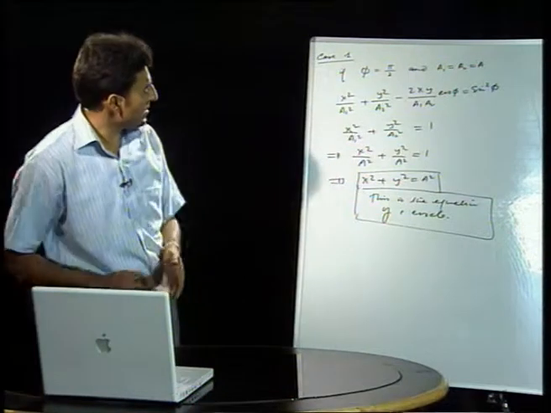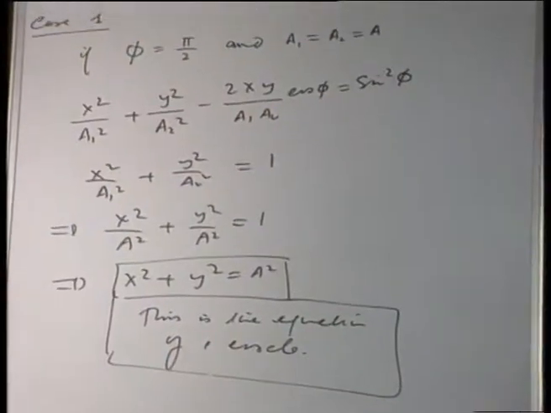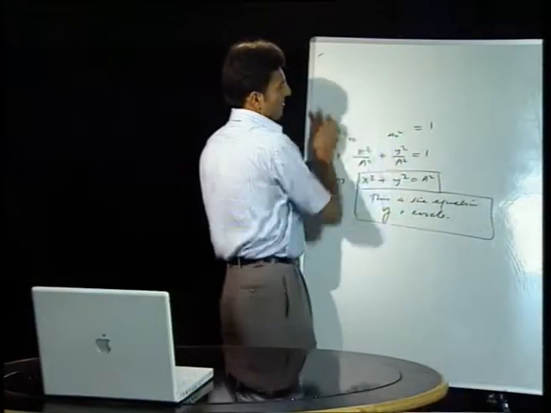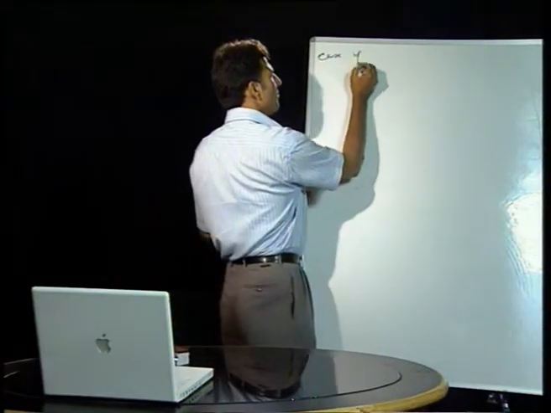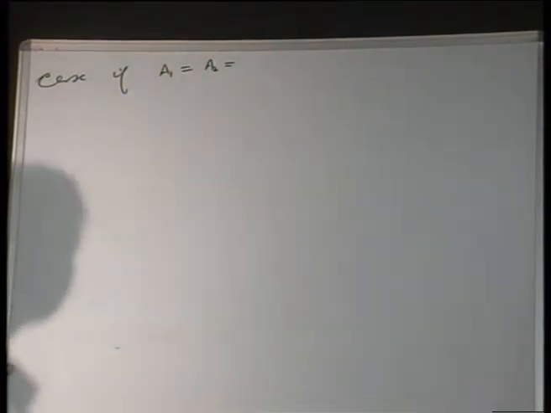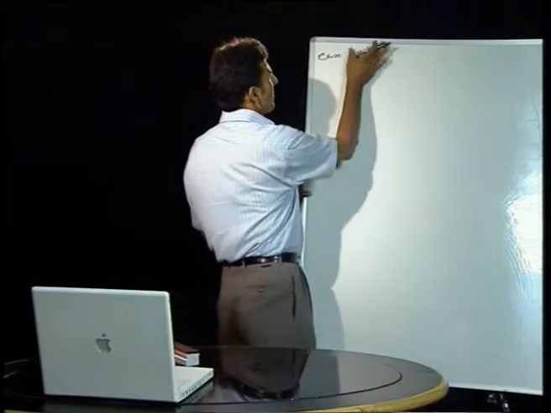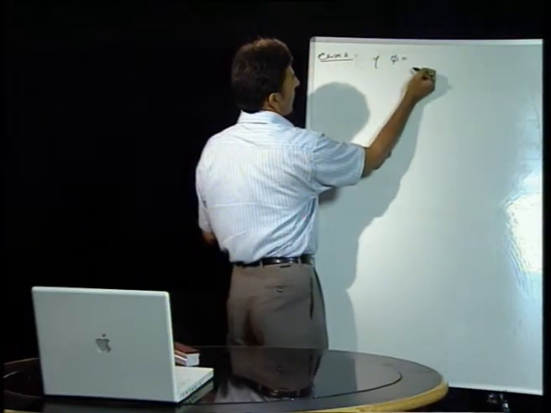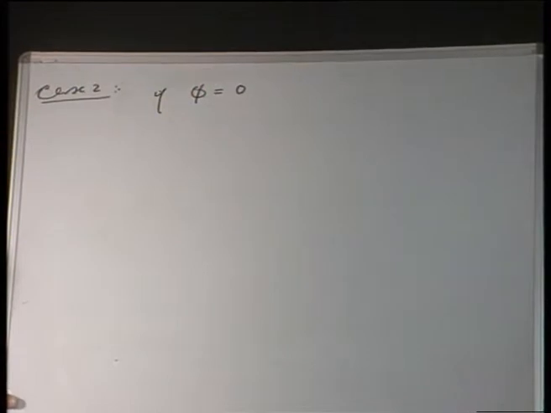But if the phase difference is, let me suppose, 0, and A1 is not equal to A2, then let me discuss the second case. Case second. If phi equal to 0, let me suppose, in that case what will happen?